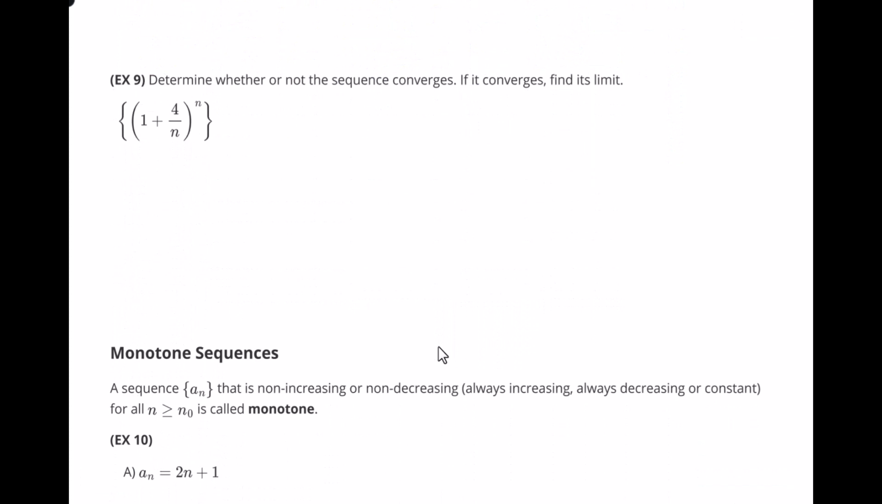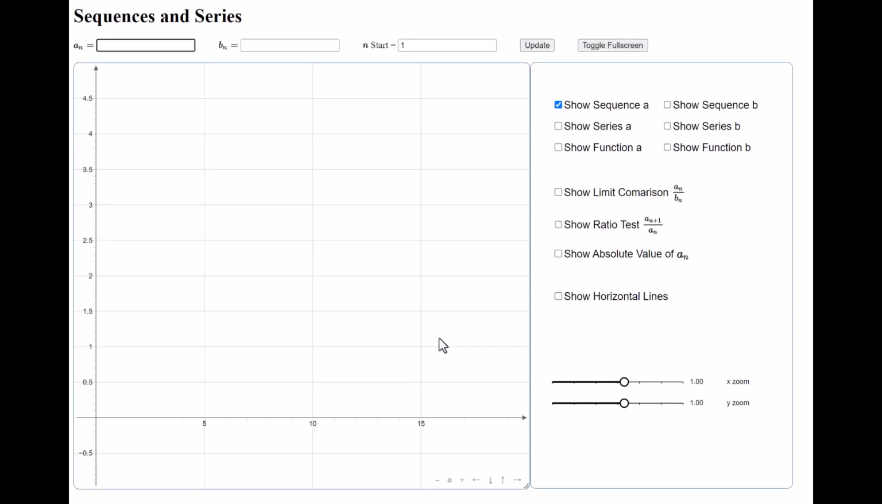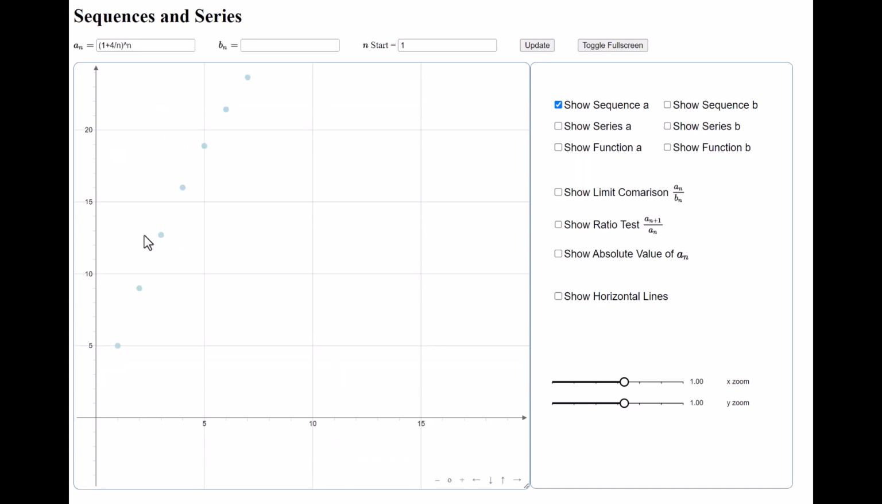All right, one more example here. We have 1 plus 4 over n raised to the nth power. So let's take a look at this graphically and see what we can determine from the graph. All right, so that's 1 plus 4 over n raised to the nth power. Now, when I graph this, it doesn't look like much, but my first point is way up here. Okay, so that just means I need to change my zoom. Let's bring everything down. And it looks like things are growing pretty rapidly here.